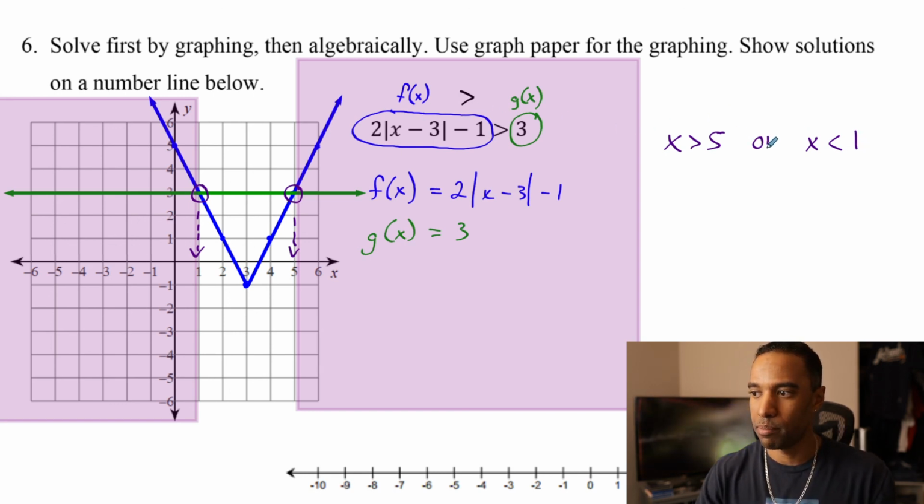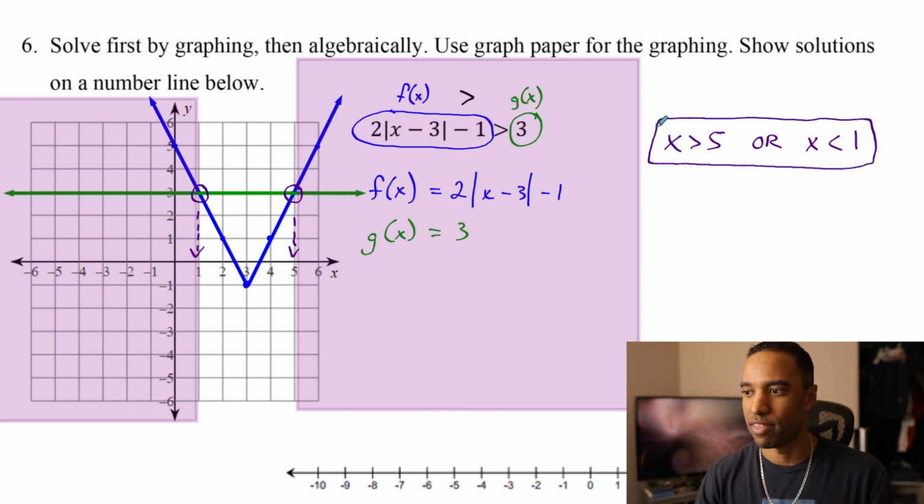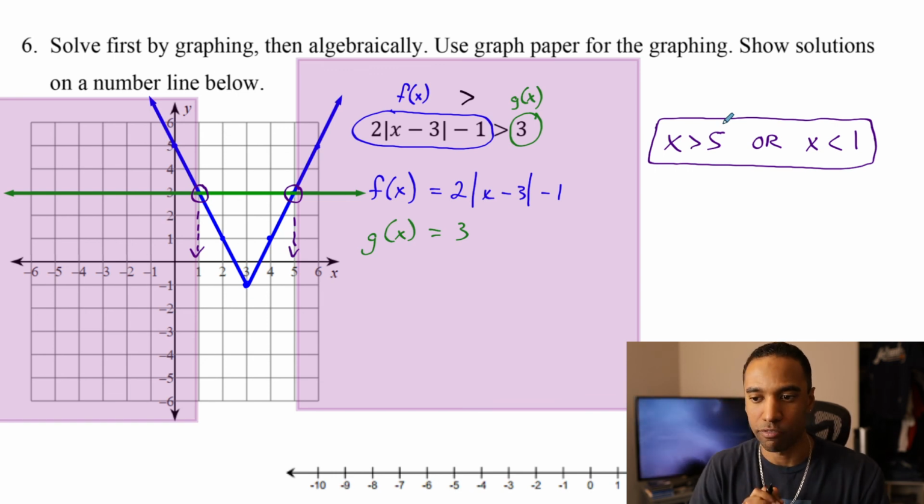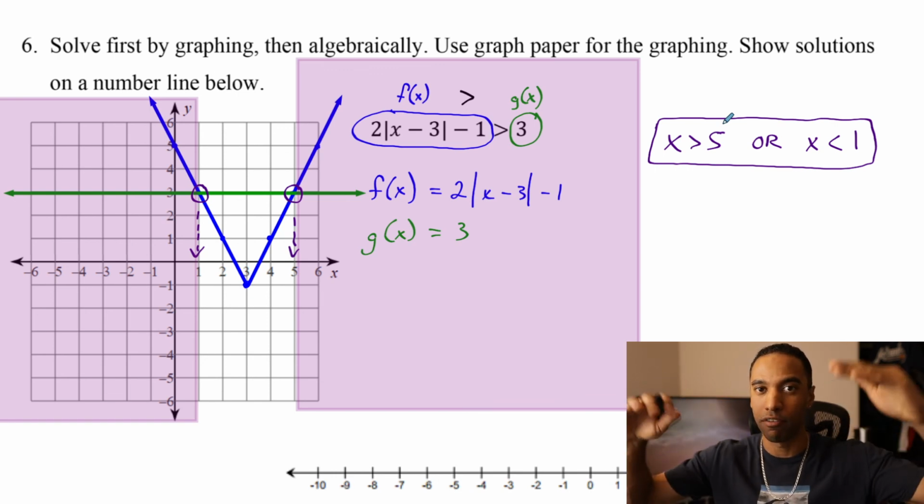So there's a nice "or" in between because it's that split that we talked about before. And that helps me solve that guy by graphing. So that's what I did. I graphed the two lines and I asked for what values of x are blue above green.